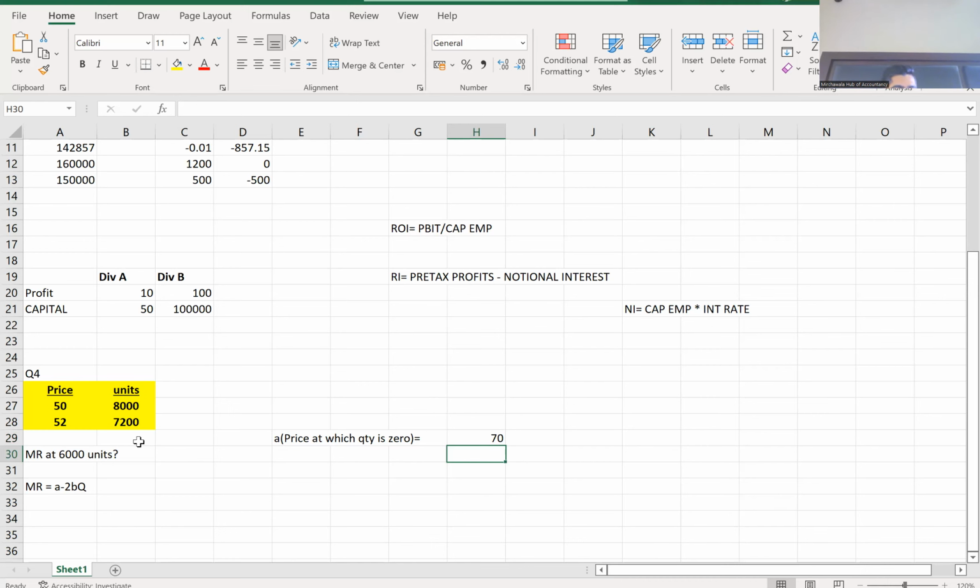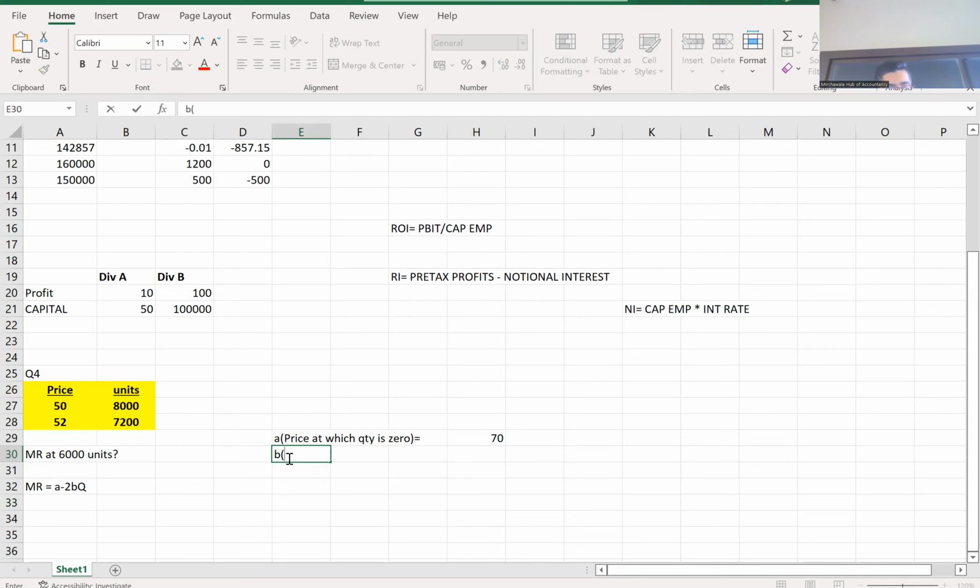Okay, and demand will decrease by 800 units. So next 54 becomes 6,400 units. Then 56 falls by 800, becomes 5,600. Keep increasing by 2, demand falls by 800 units. So the price at which demand becomes 0 is 70.